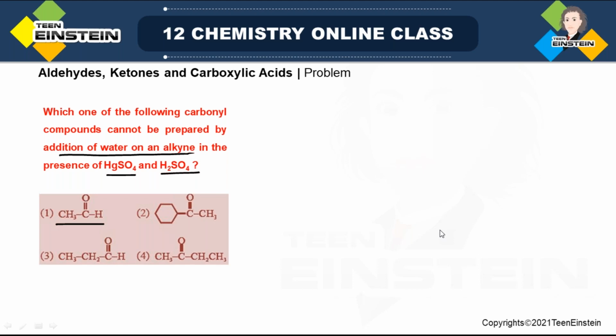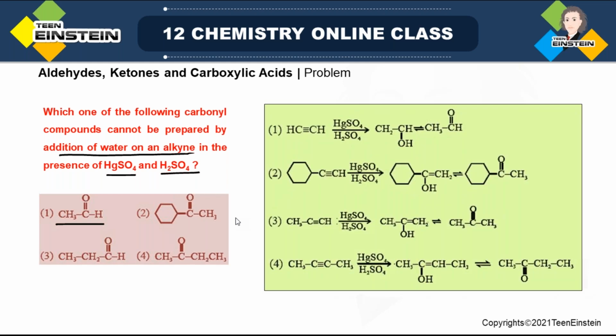Now if you want to prepare this molecule, what type of alkyne will you take? You will take cyclohexane, then C, then triple bond CH. So this type of alkyne you will take as starting material. OH will be added to this carbon because it contains a lesser number of hydrogens. H will be added to the right hand side carbon. So you get this enol structure. After tautomerization, you will end up with this. So 2 also we can prepare.